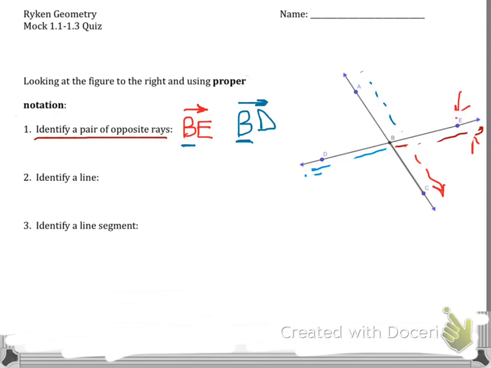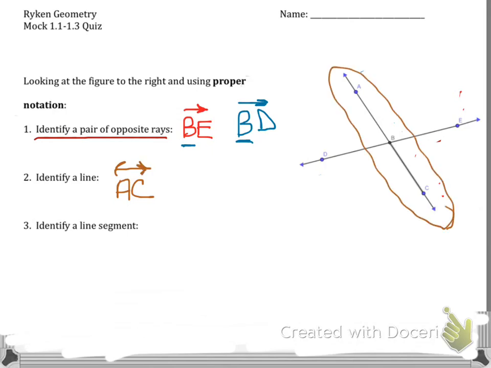Let's go on to the next question that says identify a line. Big things about a line: a line is identified by notation above it, and the notation above it has to look like a line itself. So if I say line AC, I can't just write AC, I have to put the symbol of a line above it. That AC is this AC with the arrowheads. I could have also identified line DE as long as I put arrowheads above both of them.